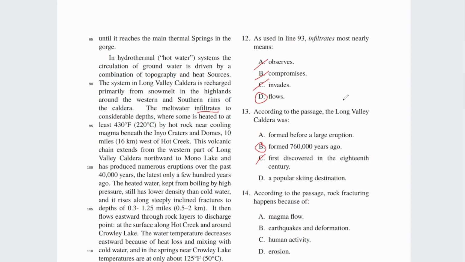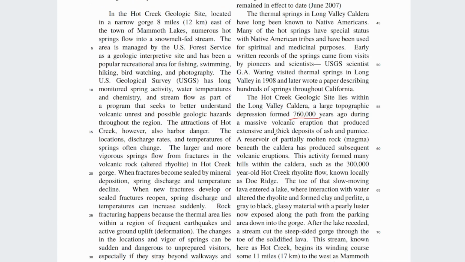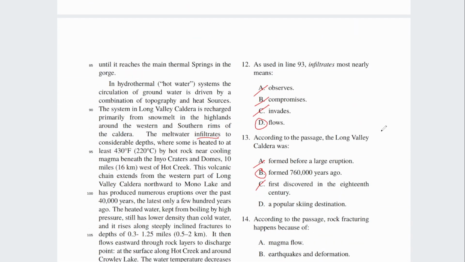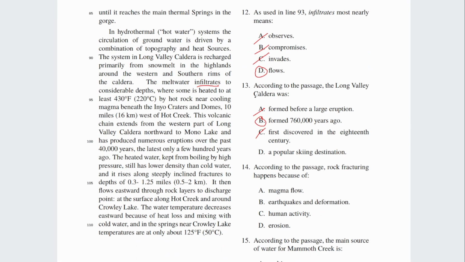So we have to be tricky. I almost caught myself up here. Formed before a large eruption is really close to being the right answer. It's formed after a large eruption. So again, you need to remember, you can't just remember that it's something about a large eruption. You actually need to go back into the passage and make sure you're right. Right? It was formed during a massive volcanic eruption. So you can't just remember that it has something to do with an eruption. You need to make sure you get this totally right. This is a tricky question that could have gotten me, actually, on a test. But formed 760,000 years ago is directly confirmed in the passage.